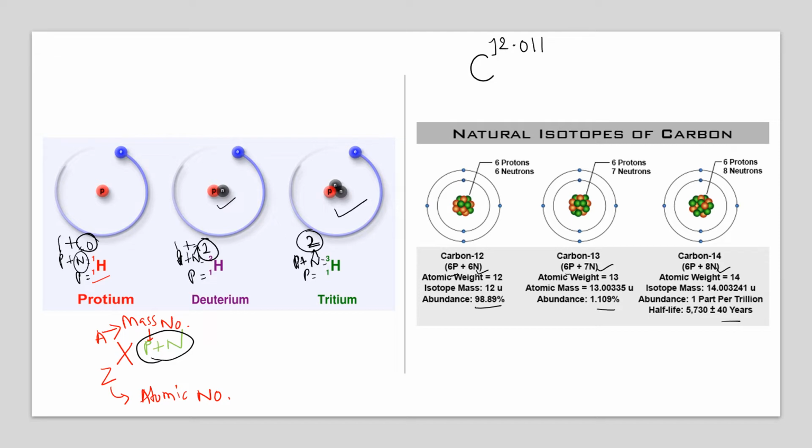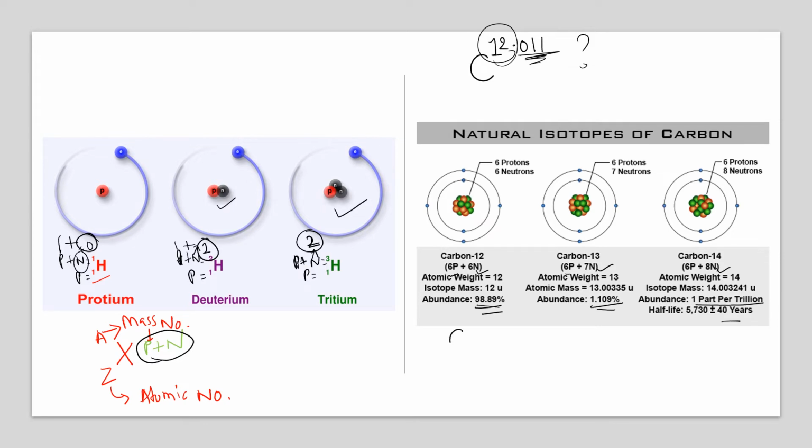12.011. So why are there some decimal numbers? Why can't it just be 12? It is because of the varied abundance of the carbon. If you can see, the abundance is 98 of this particular isotope, and second isotope carbon 13 is 1.109, and the third isotope is 1 part per trillion. So there is a simple calculation for this.